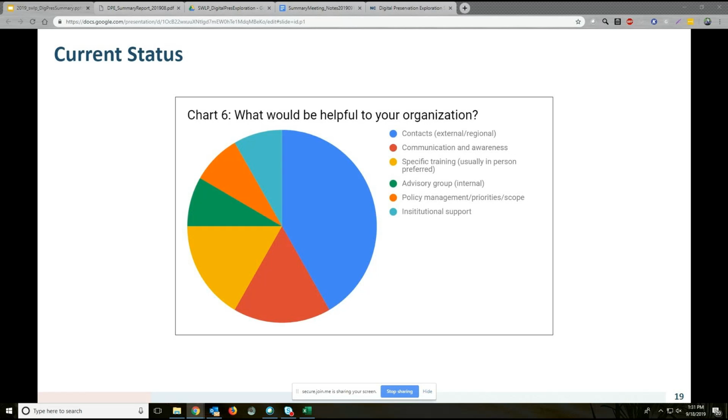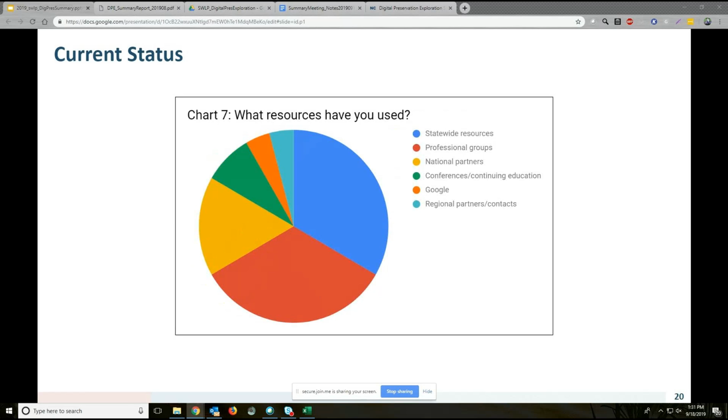Having an internal advisory group of some kind, and having policy management, priorities, scope, and institutional support. All three of these things carried a similar weight among respondents. So as you can see through this response and through a lot of these answers, including this one, what resources have you used? A lot of these answers are pretty high level. So people aren't talking about specific technical needs, which I think is really telling about the current status for a lot of people dealing with digital preservation right now in North Carolina.